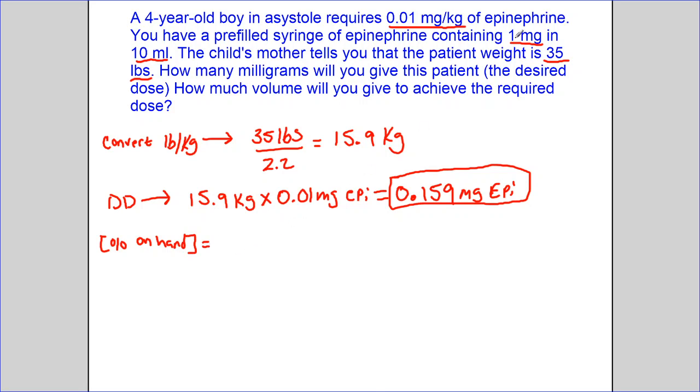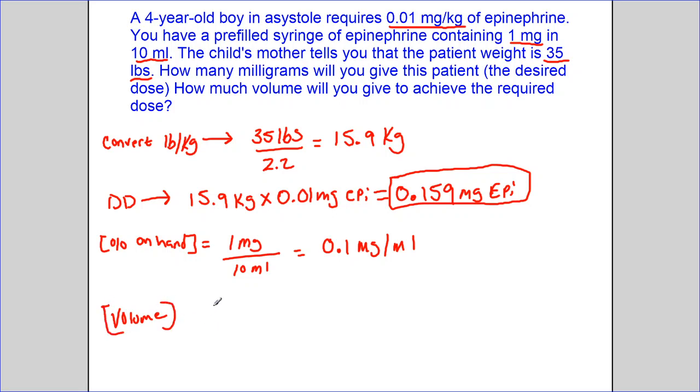It tells us that we have 1 milligram in 10 mLs. Okay, let's figure out our concentration. 1 milligram divided by 10 is going to give us 0.1 milligrams per milliliter. Okay. All right, and we need to know volume now. How much volume to administer?